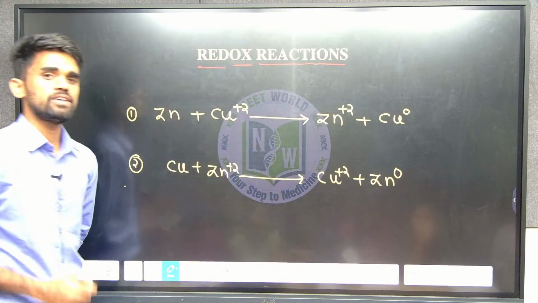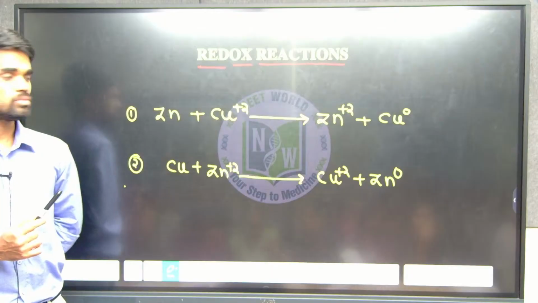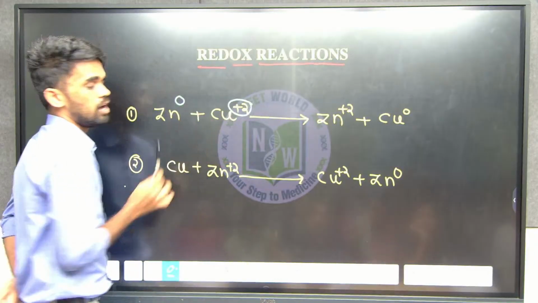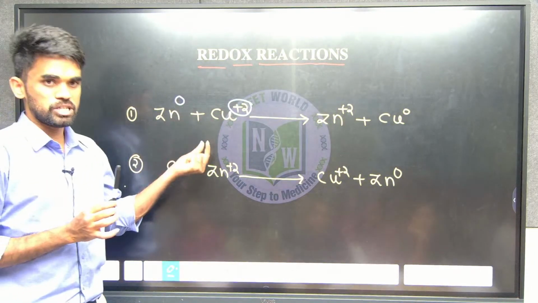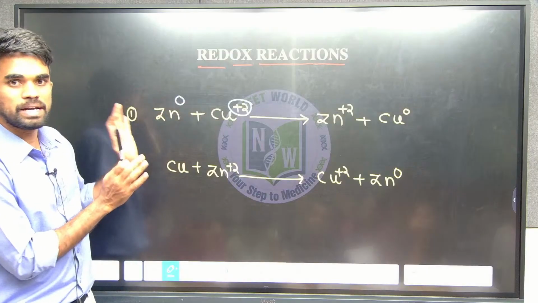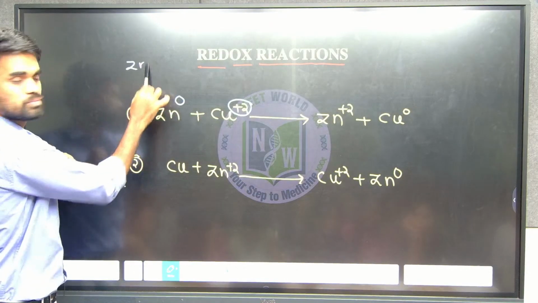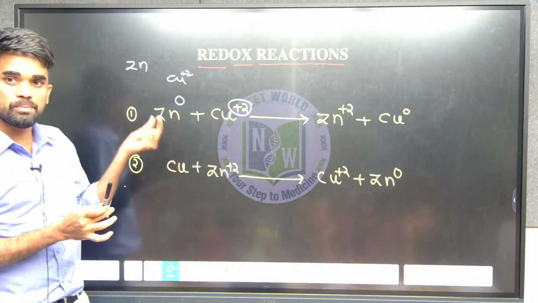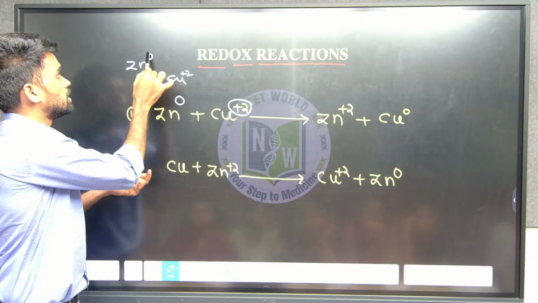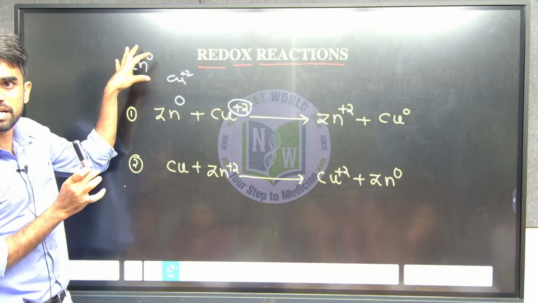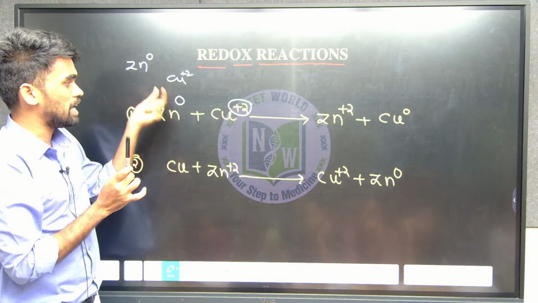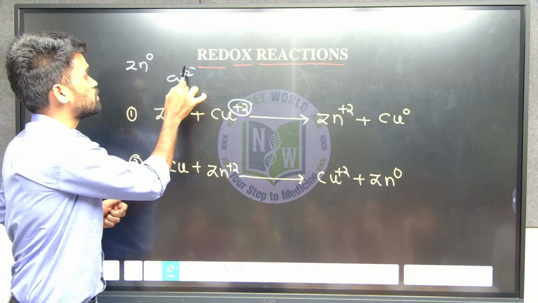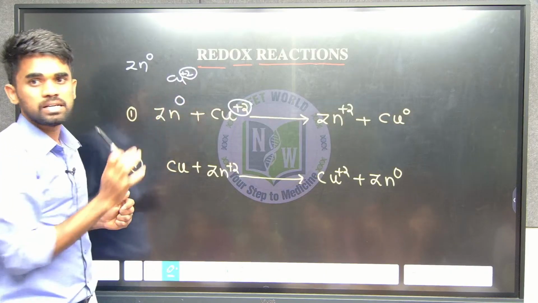Now, what makes the difference between 1 and 2? Is there any charge here on the zinc? What is the charge here? For any species in the elemental state, like zinc is an element and copper is also an element, if there is no charge, then the oxidation state of that element is considered to be 0. If there is any charge, then I can say it is an ion. Whatever charge is present on that ion will be considered its oxidation state.